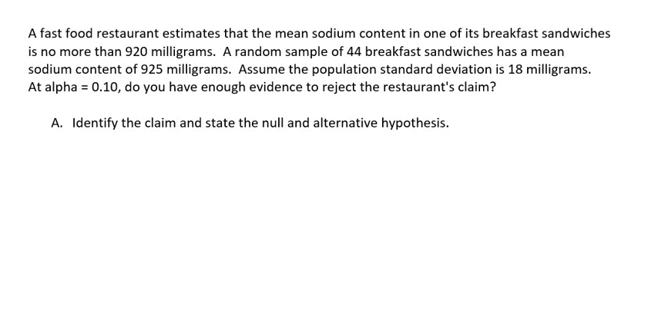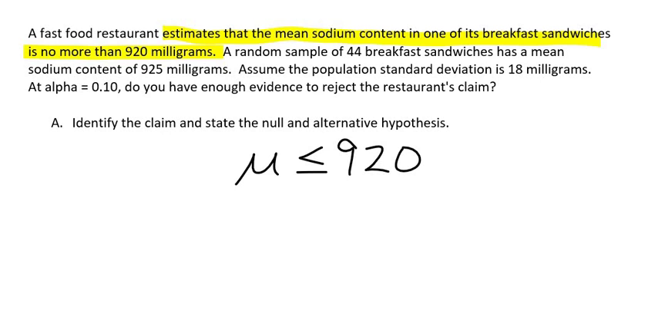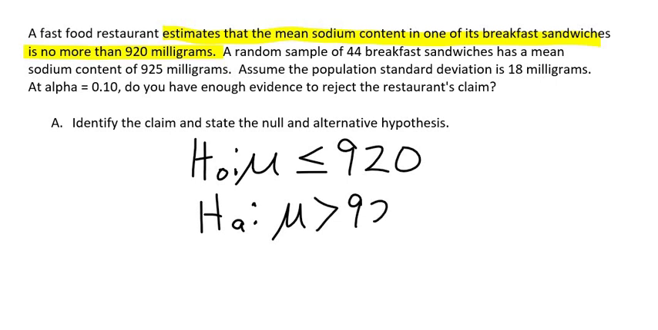Identify the claim and state the null and alternative hypothesis. Let's highlight the claim. The claim is that the mean sodium content in one of its breakfast sandwiches is no more than 920 milligrams. No more than means that it has to be less than or equal to 920 milligrams. Notice that this one has the equal sign attached to it. Therefore, this one has to be the null hypothesis. The alternative is going to be the complement, or that mu is greater than 920.